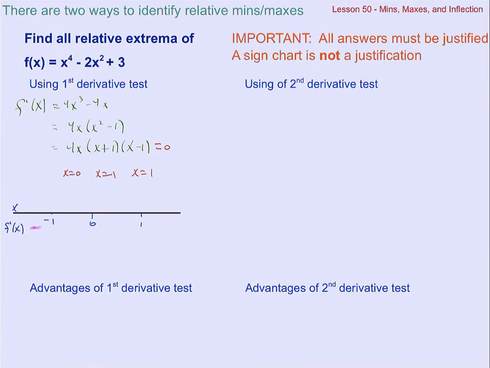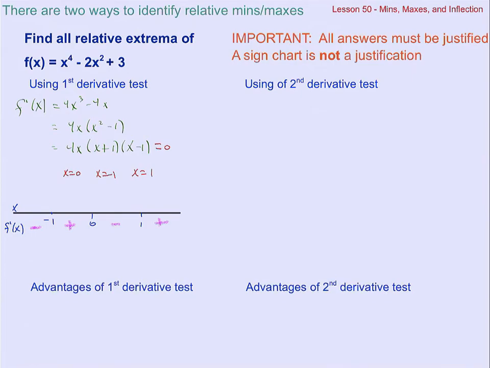When x is between negative 1 and 0, this factor becomes positive, while the other 2 are still negative, which means that the 2 negatives cancel each other out, and f prime overall is positive. Once we pass 0, this factor becomes positive. This one was already positive, and this one is negative, which means the 3 work together to make a negative f prime of x. And if x is bigger than 1, all 3 of these factors are positive. And so f prime of x is positive.